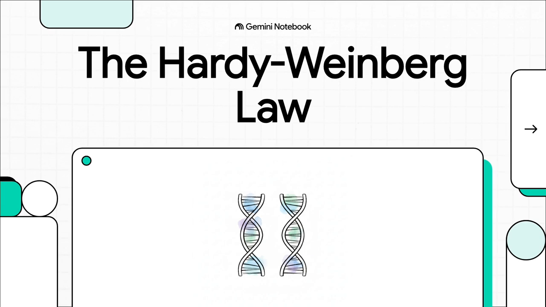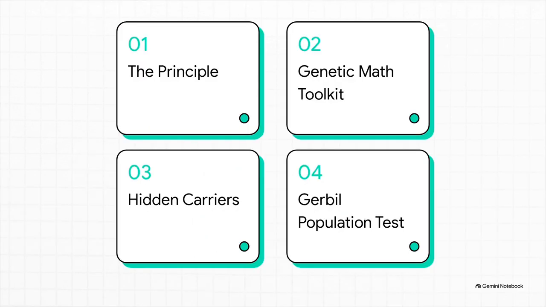Welcome to This Explainer. Today, we're going to unpack one of the most elegant concepts in all of biology, the Hardy-Weinberg equilibrium. It's essentially nature's genetic pause button. It gives scientists a baseline to measure exactly how and how fast a population is evolving. It is fascinating, it's highly logical, and we are going to break it all down right now. Okay, let's dive right in.